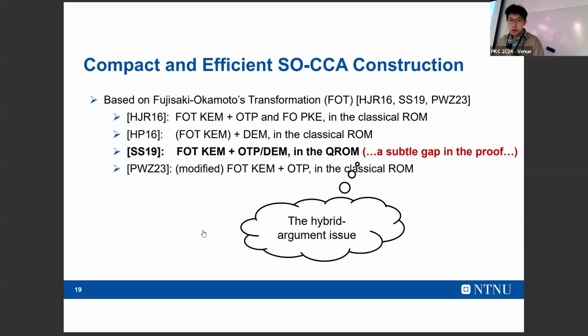And we find a very subtle gap in the proof, a gap that may make the proof invalid. The reason is that there is a hybrid argument issue inside the construction. We can construct an adversary which always opens the first ciphertext, and this will make the hybrid argument not work. If you want to use a hybrid argument, then you need hybrid one, hybrid two, hybrid three. But if the adversary always opens the first ciphertext, then you cannot simulate hybrid one. So this is a very subtle gap in the proof, and this once again shows that achieving SO-CCA security is highly non-trivial.